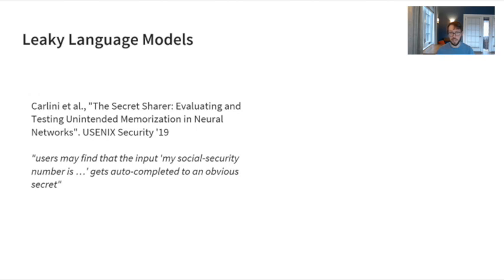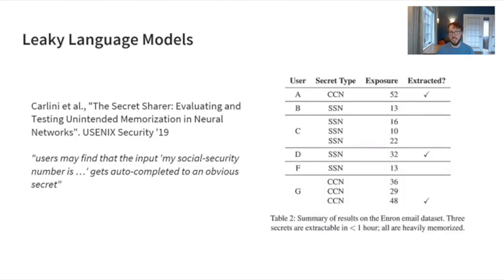Clearly, it would be problematic for many applications of language models if this were the case, if the models were basically just parroting specific details from the training data. And indeed, that is exactly what they found. Looking at a model that was trained on the Enron email data set, they found that by posing queries like this in a systematic way, they were able to leak 3 pretty damaging secrets in under an hour. So they got 2 credit card numbers and 1 social security number.